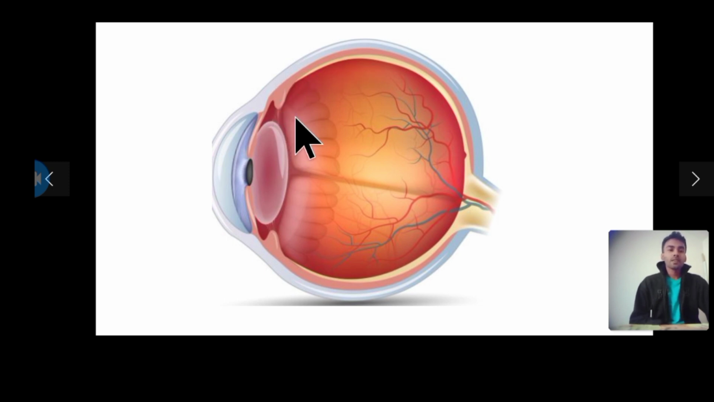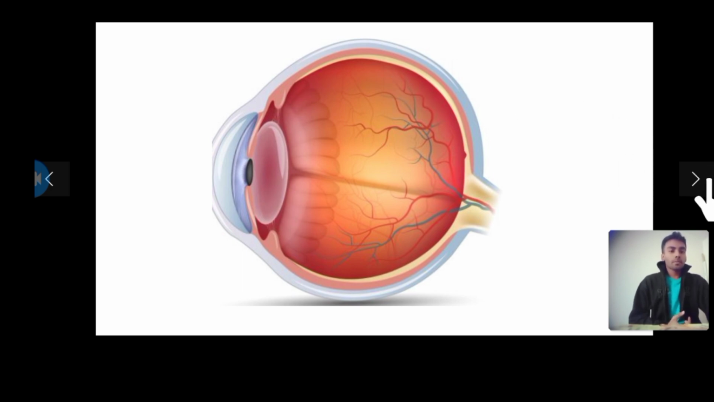Then the yellow color is the nervous coat. This nervous coat consists of different nerves and is also called the retina. Here the light impulses are converted into nerve impulses so that we can see. So these are the different coats of the eyeball.